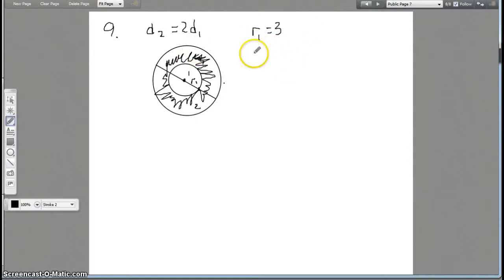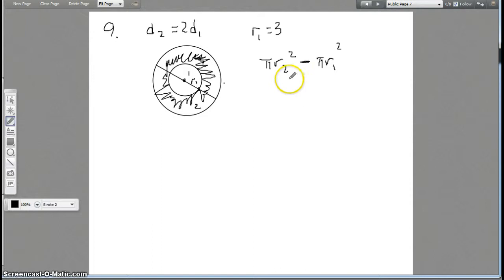Okay. So in order to do this, what we're going to need to do is find the area of the larger circle and subtract the area of the smaller circle. The area of the larger circle would be pi r2 squared. The area of the smaller circle would be pi r1 squared. And to get the area of the shaded region, we have to subtract these two.